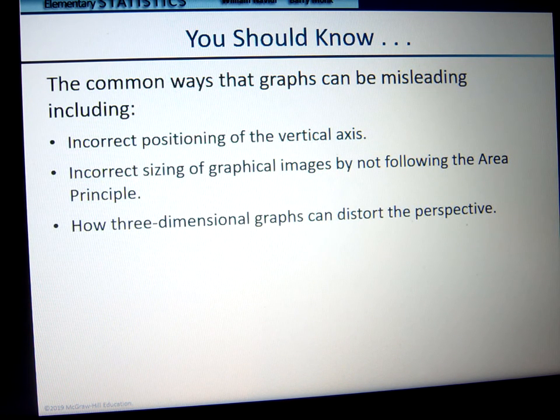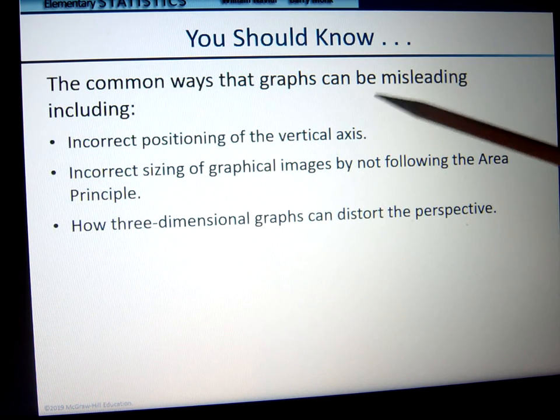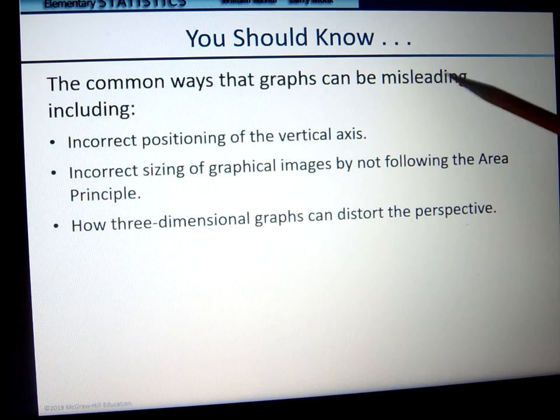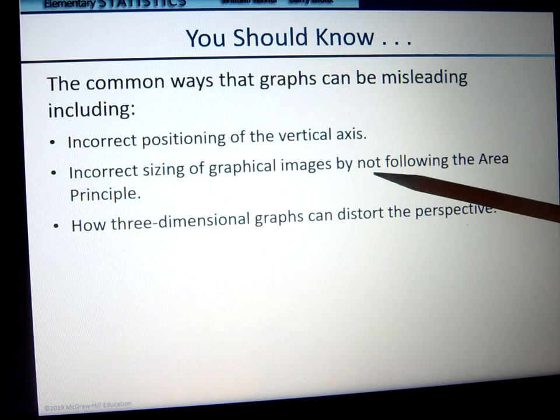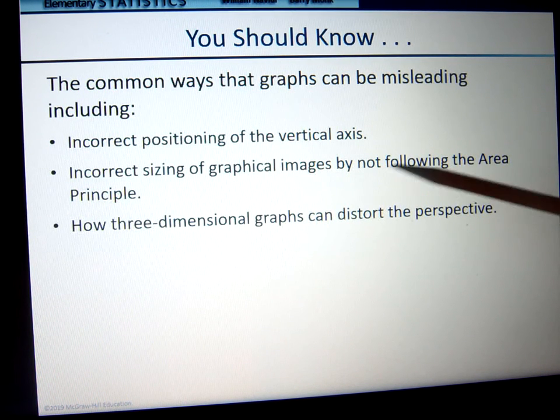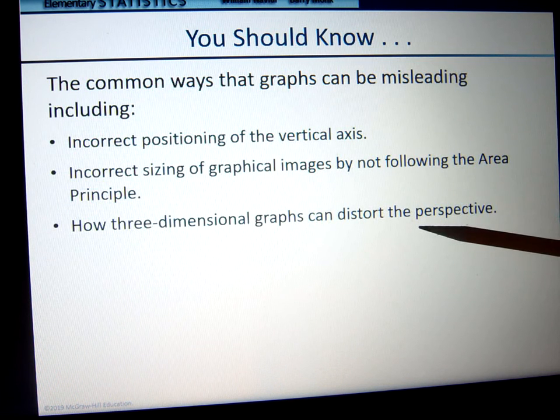Now, the common ways that graphs can be misleading, in summary, you can have the incorrect position on the vertical axes. You can have incorrect sizing of the graphical images. And you can have three-dimensional graphs that might distort the perspective. And that is all for 2.3 and 2.4.